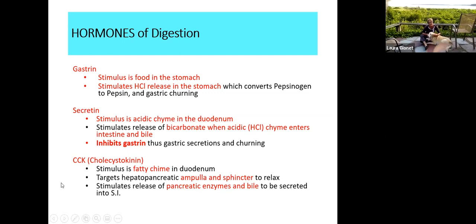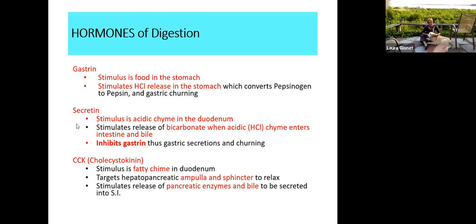Secretin and CCK are produced in the small intestine. And again, just like with some of the other hormones, they have somewhat overlapping functions to a certain extent, because once you release them and you relax the sphincter of Oddi, you're allowing bile and pancreatic juices to flood into the small intestine, but the reasons for them, or the stimulus, are a little bit different.